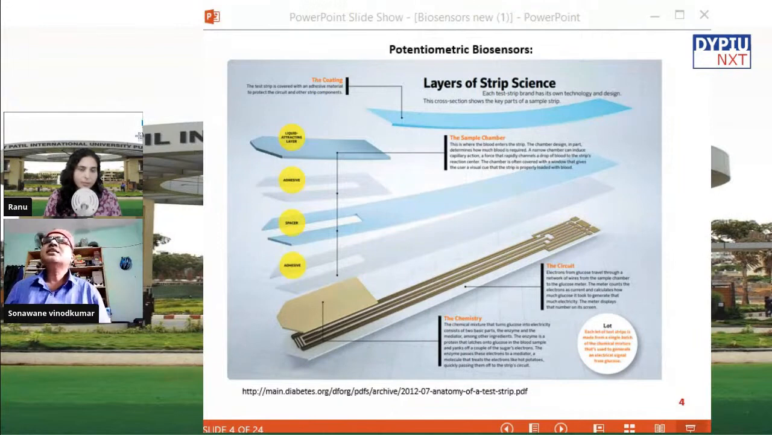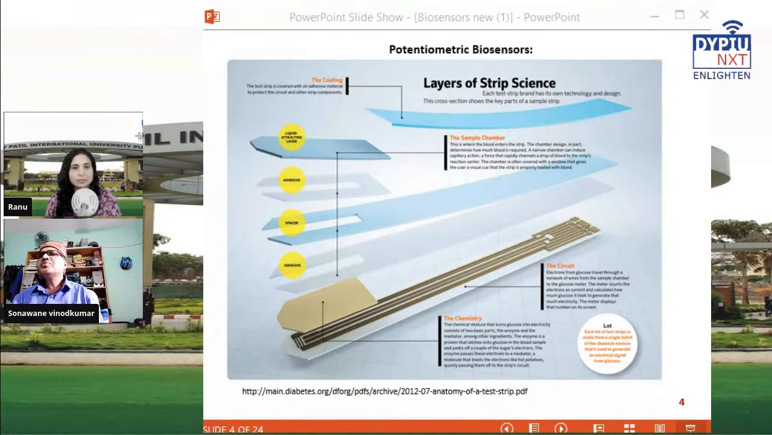We can see that the very first layer of the strip is a substrate which attracts liquid. Then there is an adhesive strip, and there is a spacer. Again, there is an adhesive, and under that there is the electrical circuit, which we have to insert in the glucometer.